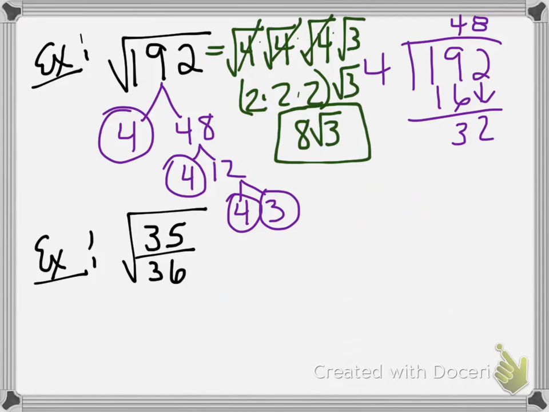Now there's some other ways to do this. If you have trouble simplifying, check with me or Miss Smith, because we have some tricks to help you if you're having trouble. But always try 4 and see if it works. And if 4 doesn't work, then we would try 9.